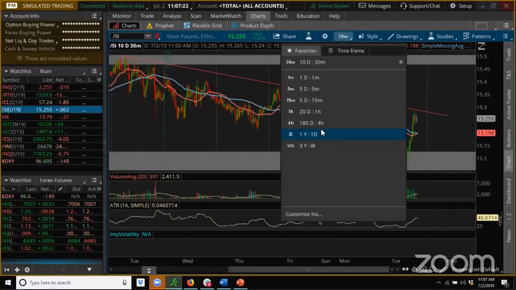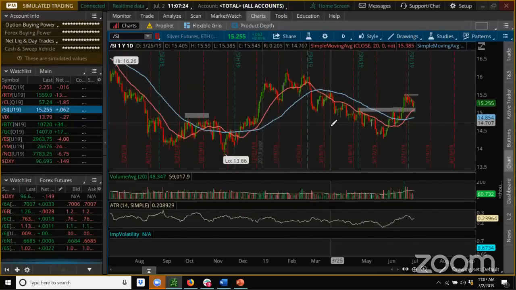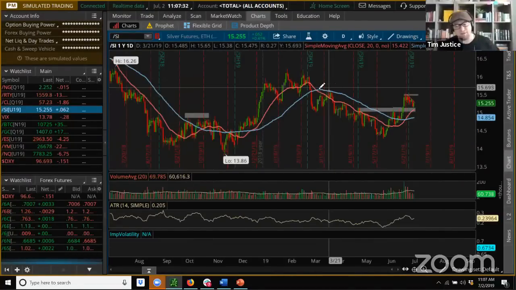I haven't pulled the trigger until we get back above that 30-minute resistance level, but that could come into tomorrow, could come into Friday as well. Yeah, I like the action. Obviously, there is always interesting action.